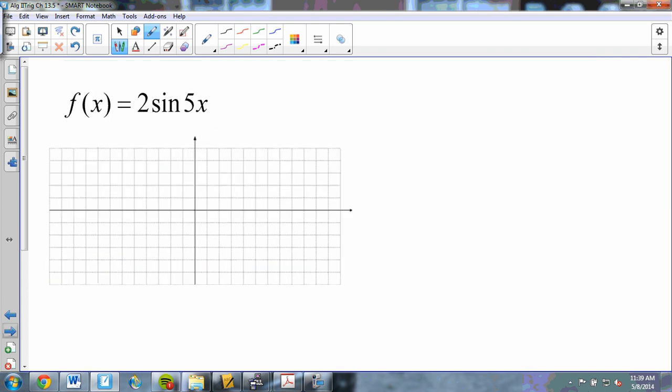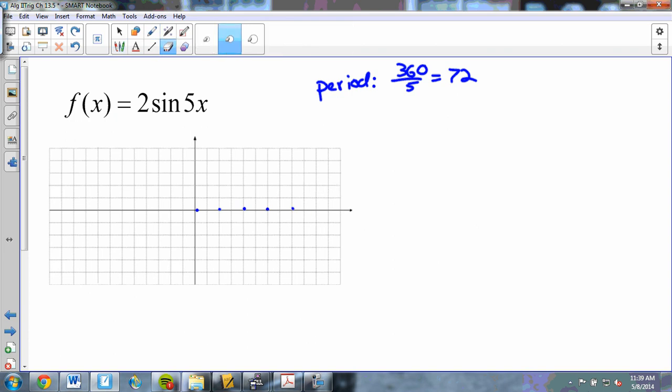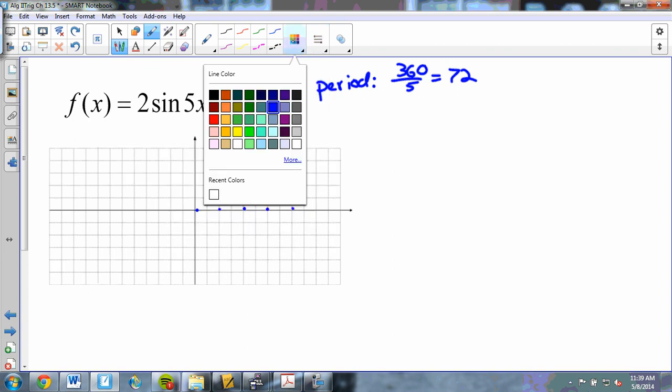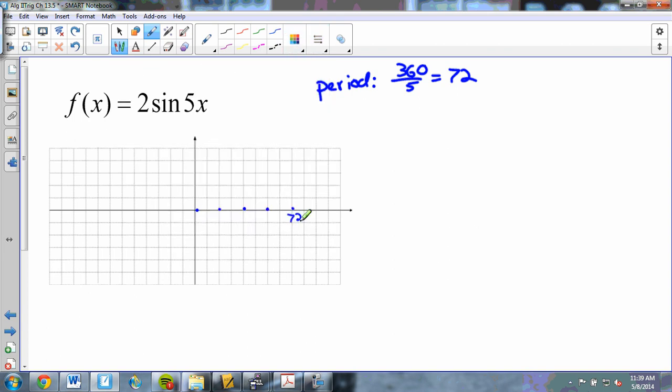Here I'll graph 2 sine of 5x. Well, the period is going to be 360 over 5, which is 72. So when I go out 5 spaces, there's 0, 1, 2, 3, 4, 5. Oops, I don't want to do 4, we need that 5th one. Well, my last point is 72 degrees, so this is 36, so this is 18, and now I'm counting by 18, so that's 54. The amplitude is 2.